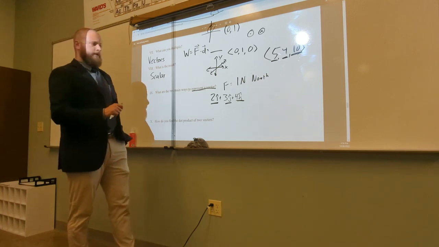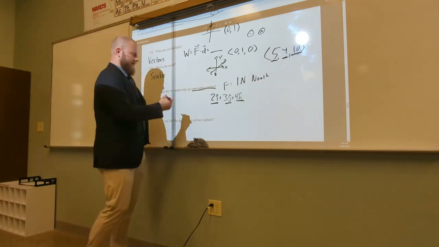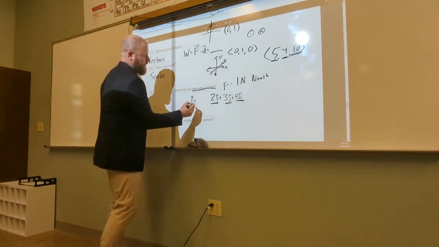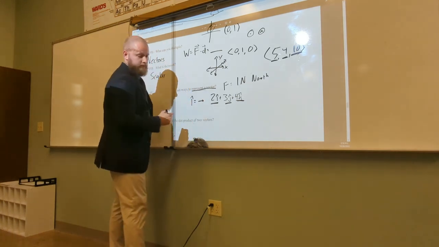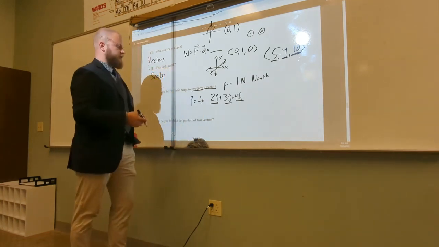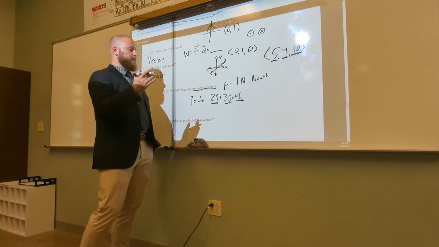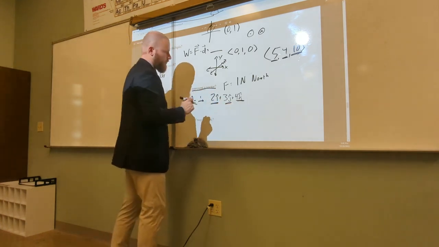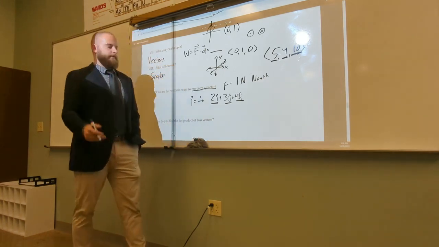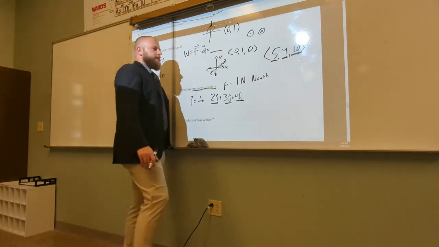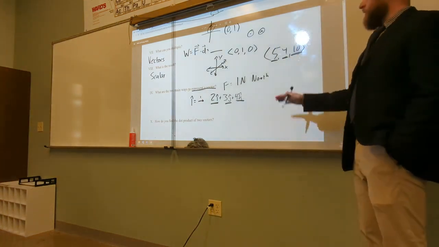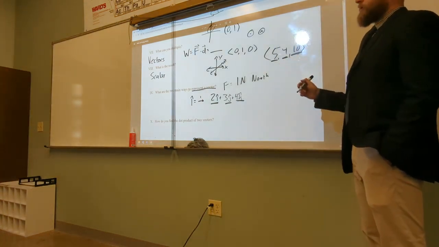Okay? And so that's just one other way. So i hat itself would be equal to a vector that is 1 in the x direction. Okay? j hat would be 1 in the y direction, and k hat would be 1 in the z direction. Okay? So it's actually very similar to this, right? But here we're just using slightly different terminology.